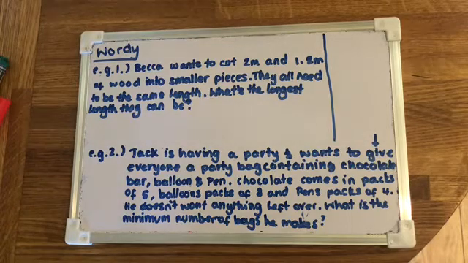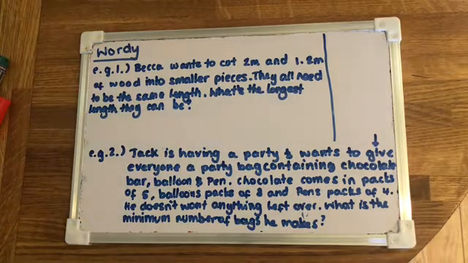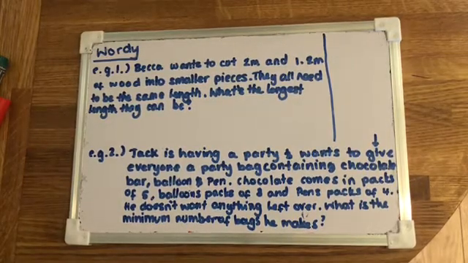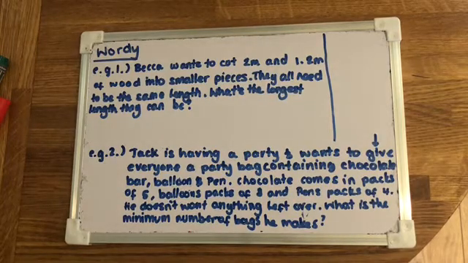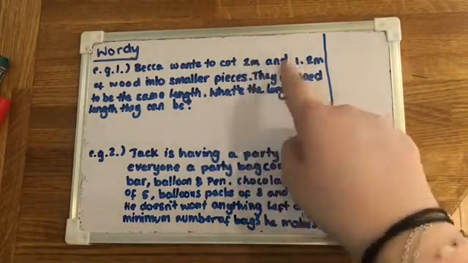Top one first. So Becca wants to cut 2 meters and 1.2 meters of wood into smaller pieces. They all need to be the same length. What's the longest length that they can be? So we need to work out whether we need the highest common factor or the lowest common multiple. So the first thing is, these are the main bits of wood.